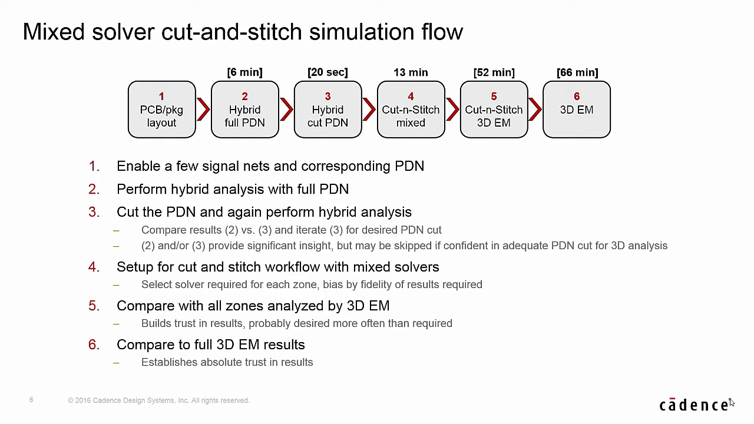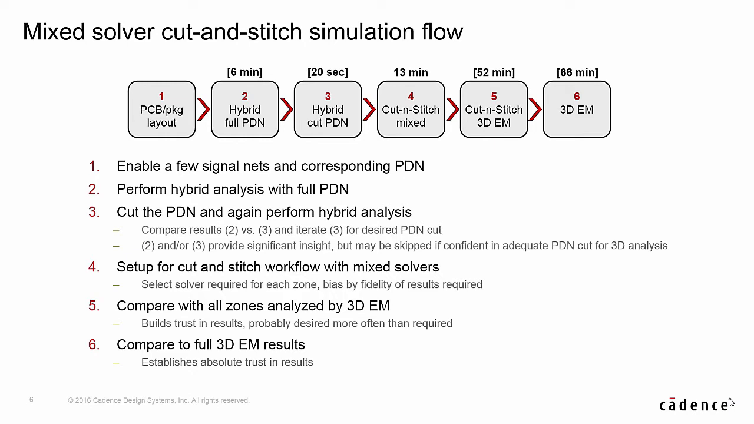Step 1. Start with the full design layout. Disable all but the few signal nets of interest. Keep the full power delivery network. Step 2. Perform a hybrid solver simulation with the full PDN. This establishes baseline for comparison when you cut the PDN for local simulation in the next step. Step 3. Perform a hybrid solver simulation of the cut design and compare with the full PDN results.